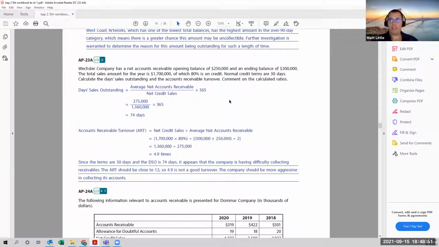So if we remember our days sales outstanding formula, it's our average net AR divided by our net credit sales, so out of the total AR, the on-account sales, times 365. In this case, we look at 250 and 300, and the average of those two is 275. Our total credit sales are 80% of 1.7 million, so that's 1.36 million. Calculate that, divided by that, times 365, and we'll get 74 days. So our days sales outstanding is 74 days.